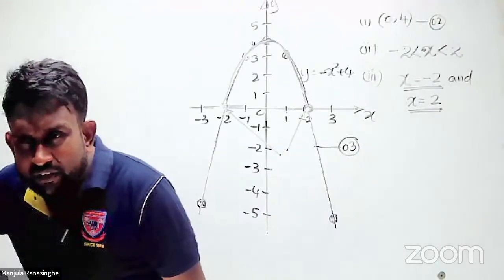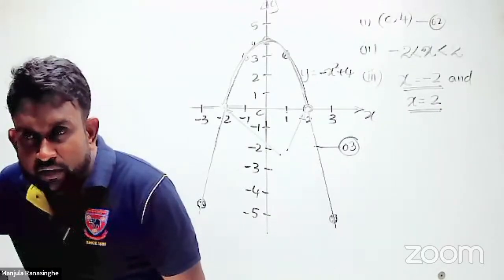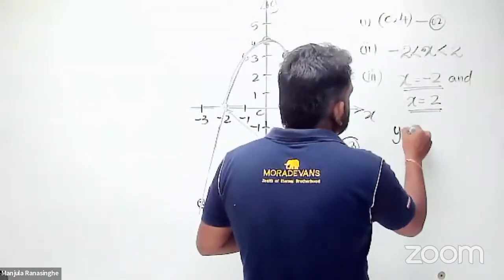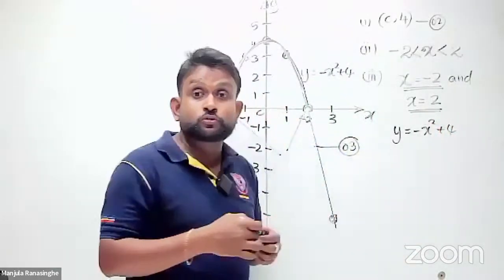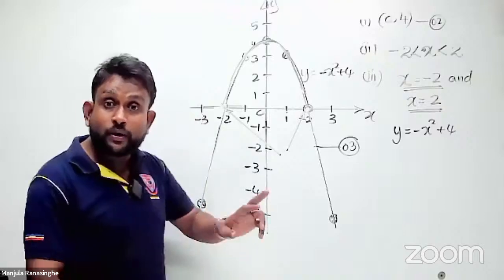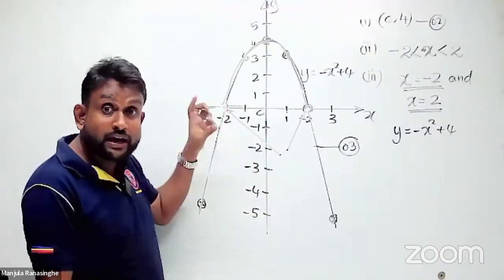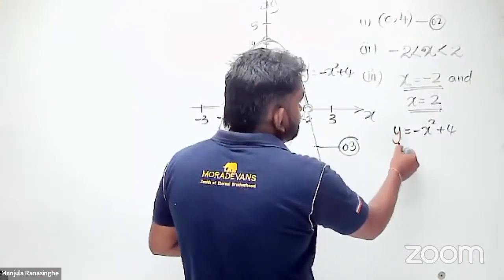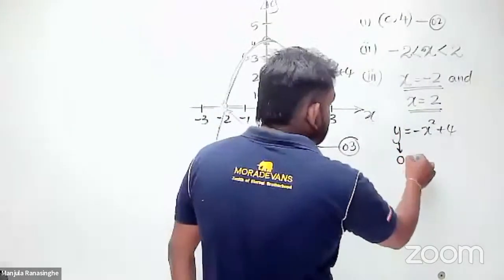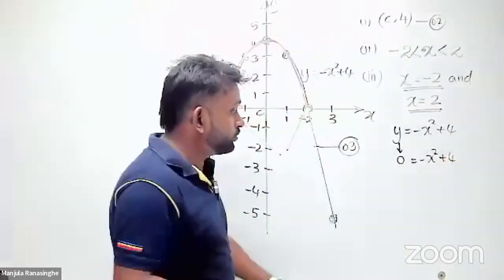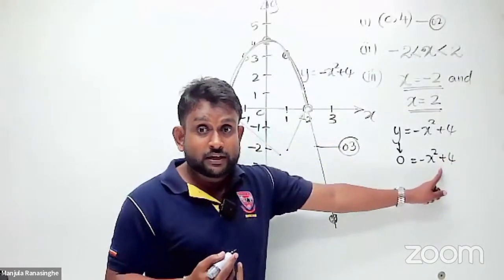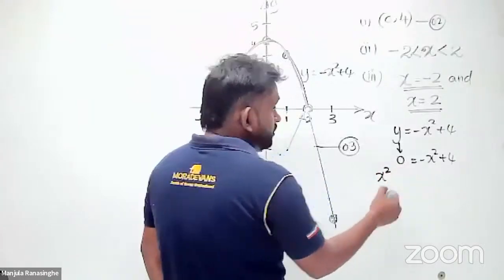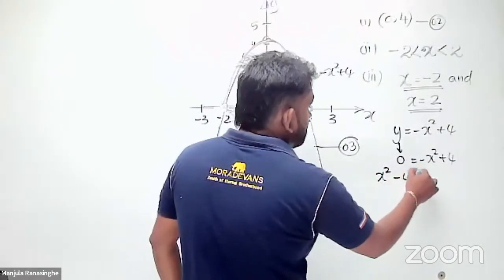In the final one the equation is different. Our equation is y equals negative x squared plus 4. The roots mean, as I mentioned, the x values where the function, y, becomes 0. Make y equal 0, then 0 equals minus x squared plus 4. The roots of this equation are given in the graph. Now you can bring the two terms to this side: negative x squared comes here as positive x squared, and 4 comes here as minus 4, equals 0.